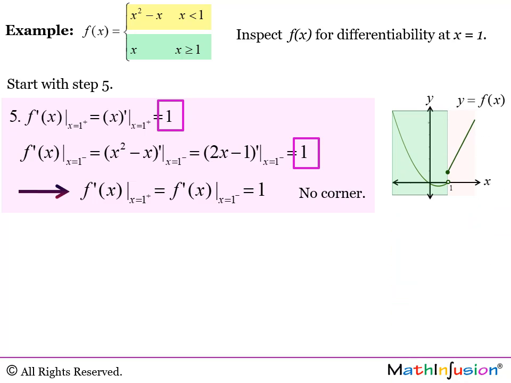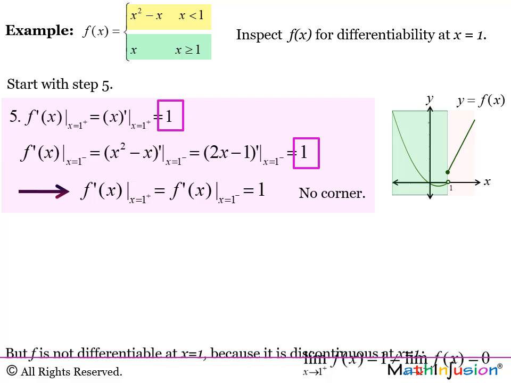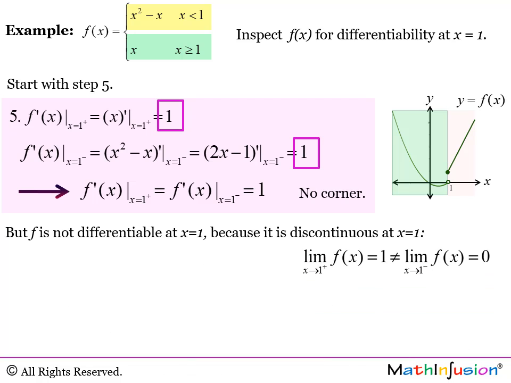Here is the graph of the function. When you have the graph, you see immediately that the function is not continuous at x equals 1, and then, by a theorem, it cannot be differentiable at x equals 1. The reason for this specific function to be not continuous at x equals 1 is because the right and the left limits are not the same.